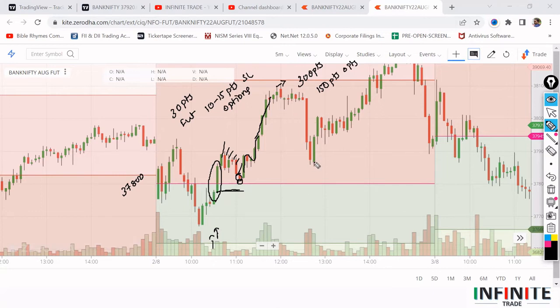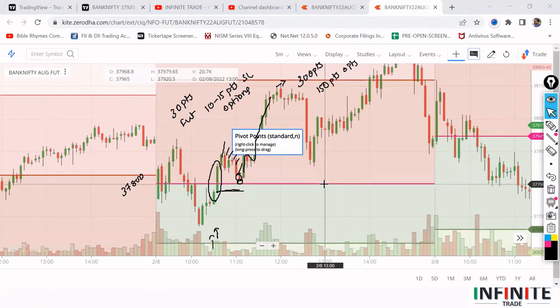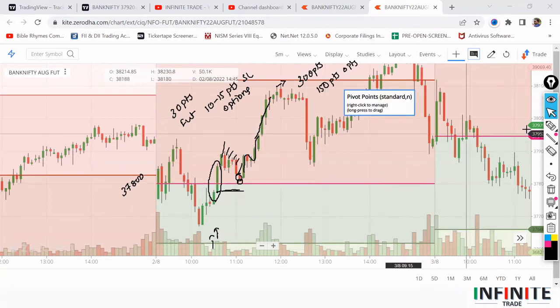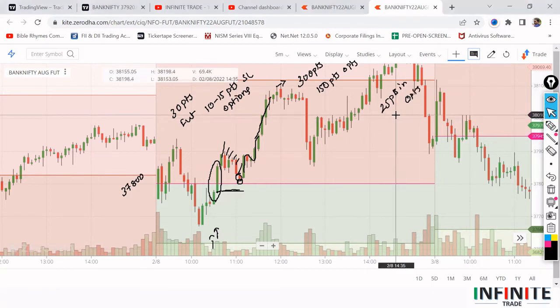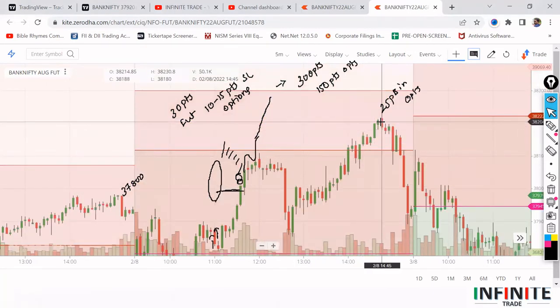The second time it gave an entry again. This time the stop loss was a little big, but definitely inside our range of 25 points. This time it made a low of 37,850. Our entry is somewhere around 37,780-790, a 50 point SL, which translates to 25 points in options. And this time Bank Nifty convincingly went high and it also broke the R1.